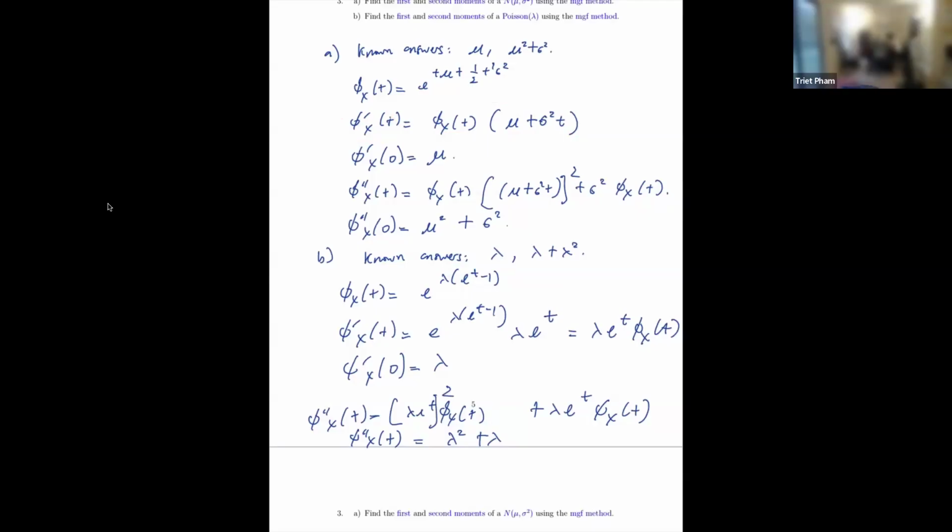Because for a moment generating function, phi of the moment generating function at 0 is always 1. So if I put in an extra square, it doesn't change my answer, but it's still wrong. Because if I were to do the third derivative, then definitely that answer will be wrong. So, any question about this?